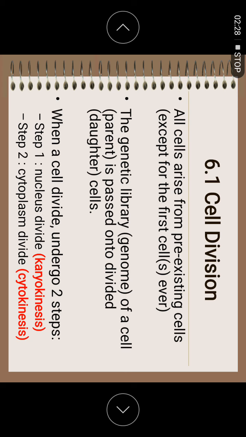If you remember the cell, we have the plasma membrane, after that we have all the organelles, then we have the nucleus. The nucleus will divide first and then be followed by the plasma membrane, which is the cytoplasm. When the plasma membrane breaks, the cytoplasm will break into two.